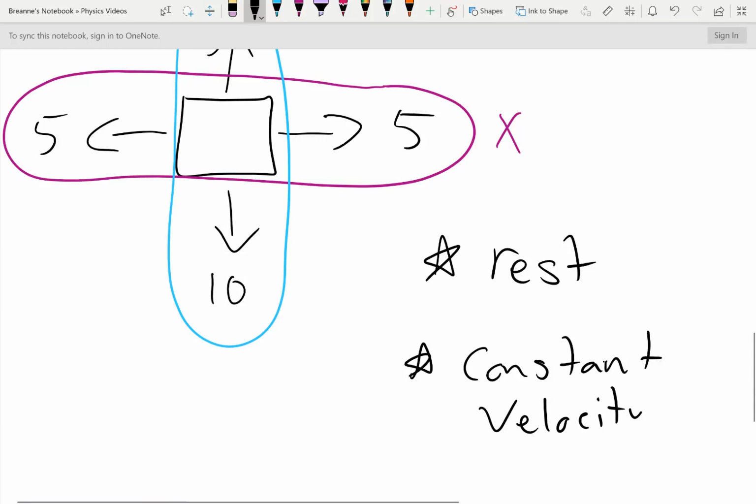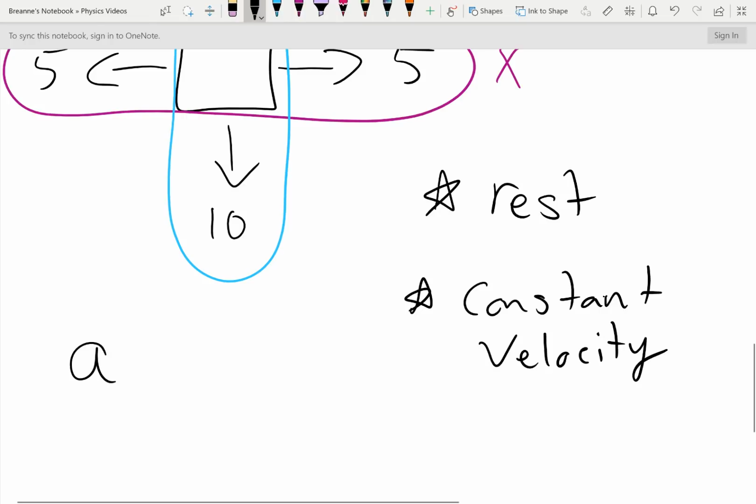Or it could be moving at constant velocity. So those are the two things this object could be doing since it's balanced. We don't know which one unless we have some other reference. But if you see a balanced object, you know it's either A, resting, or B, moving at constant velocity. That reason is because your acceleration equals 0. In both of those cases, your acceleration equals 0.